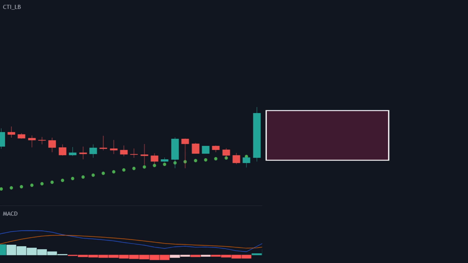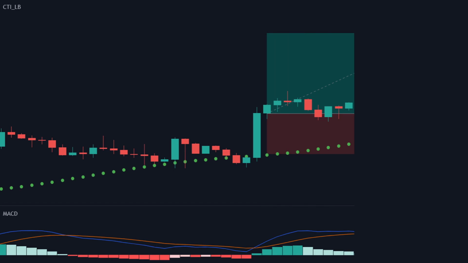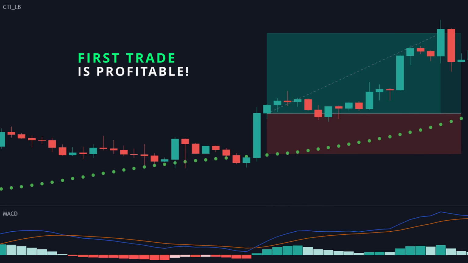Set the stop loss at the coral trend line. Then set the profit target 2 times above the stop loss. It's time to show the trade results. As you can see, this trade is profitable.